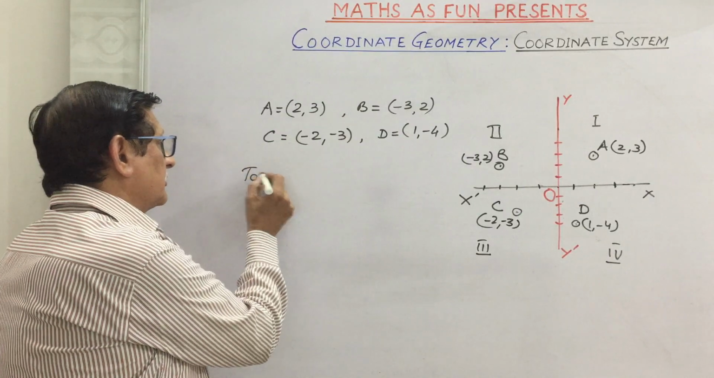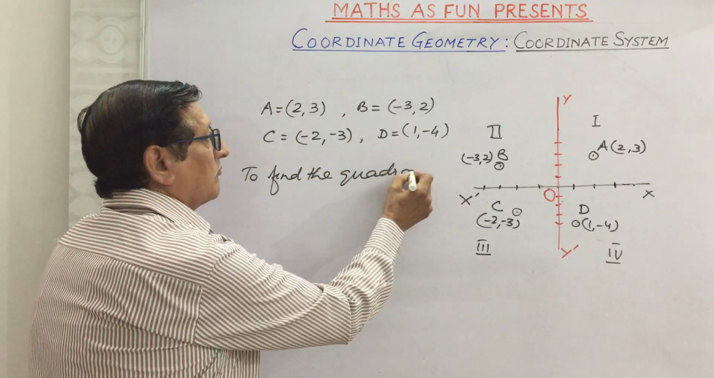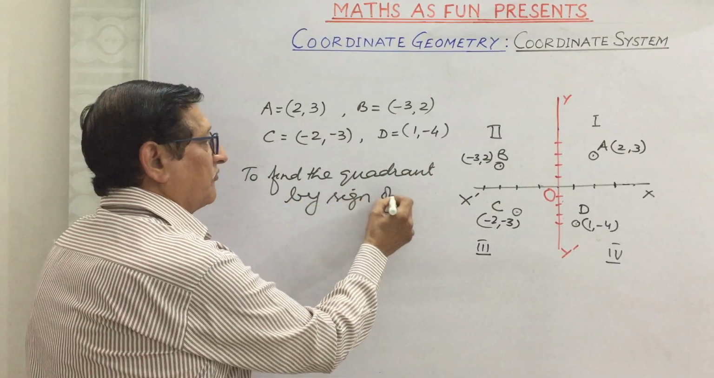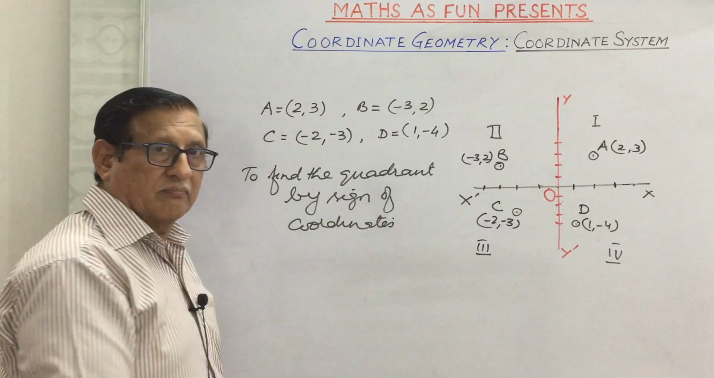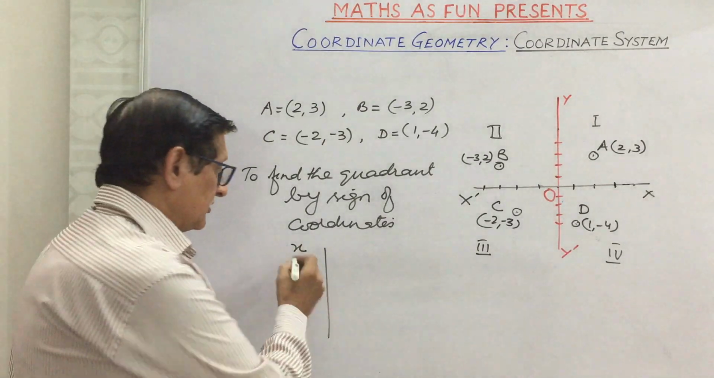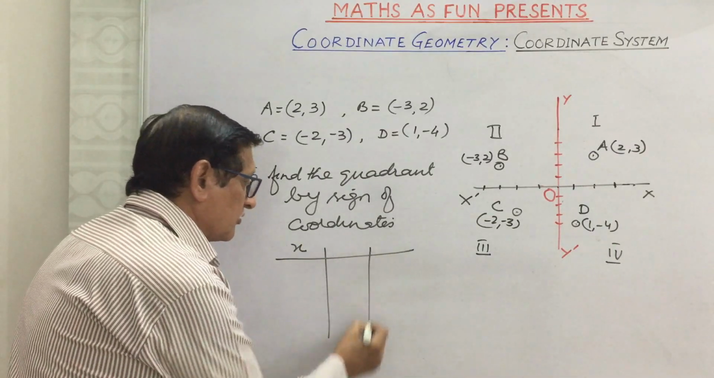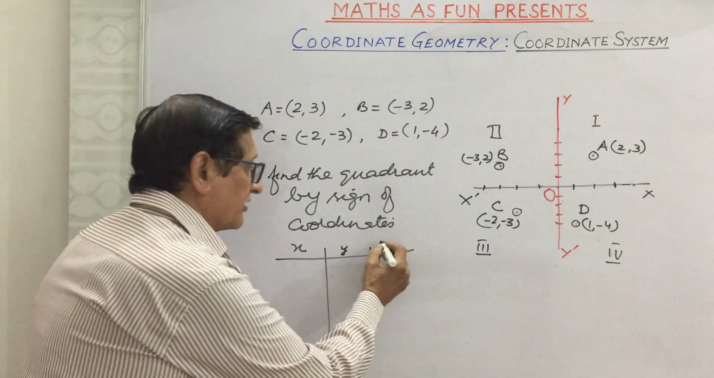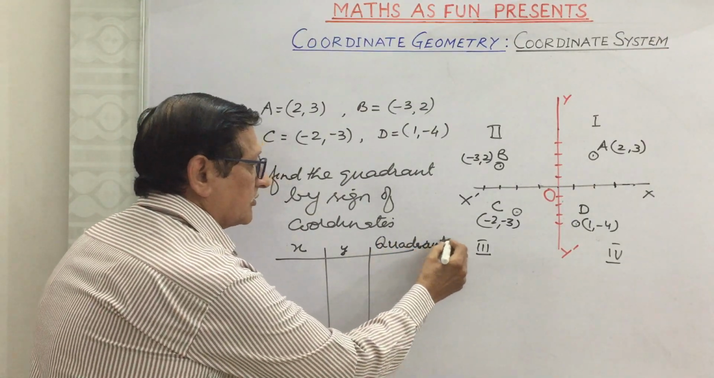So we can understand by the sign of the coordinates in which quadrant the point lies. So we can learn here to find the quadrant by sign of coordinates. We write here x coordinate, that is abscissa. We write here y coordinate, that is ordinate. And we write here the number of the quadrant in which the point will be lying.